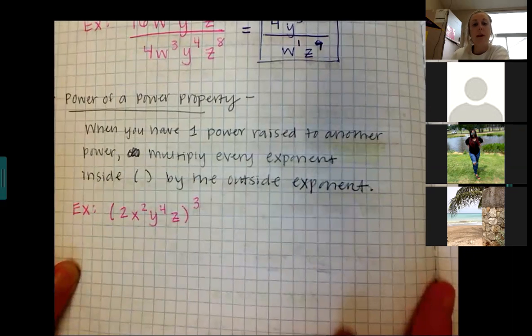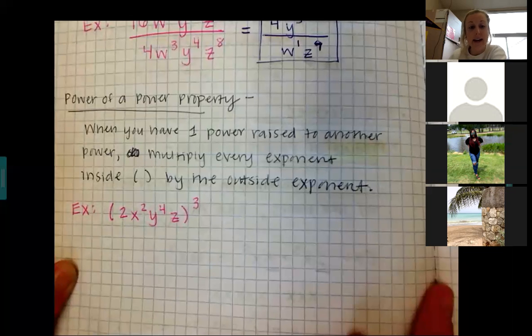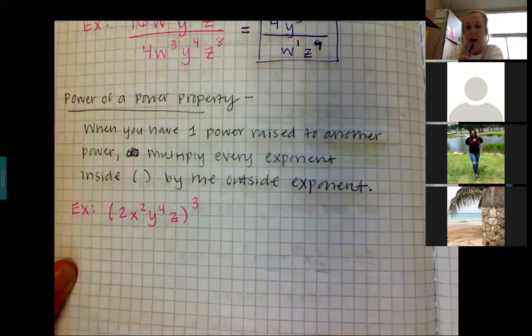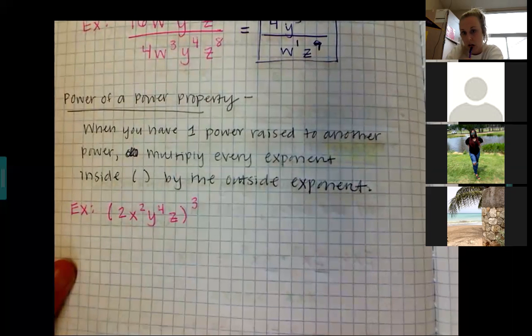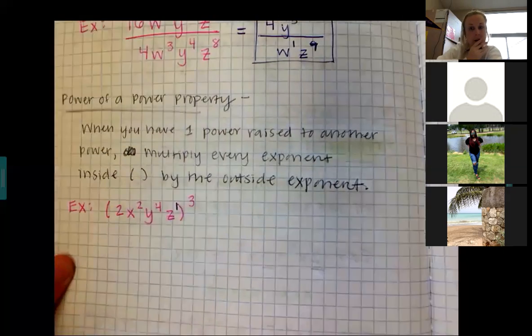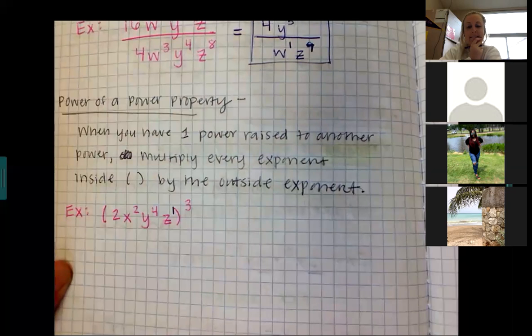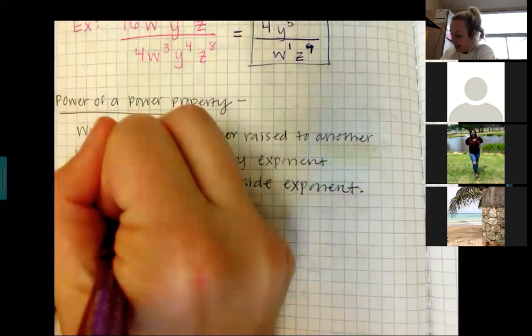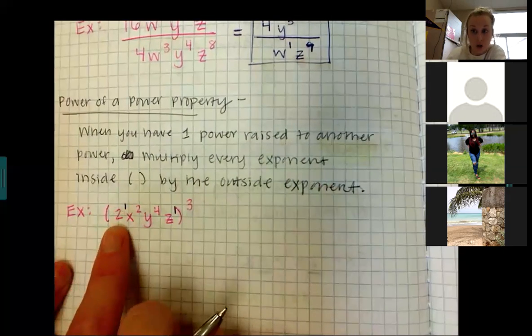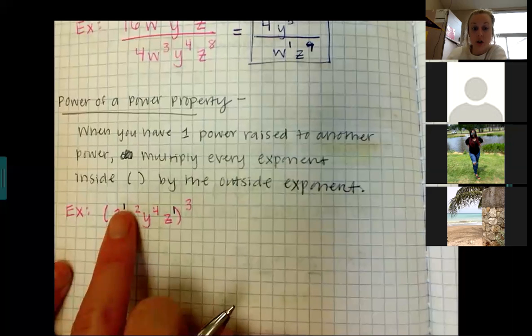All right, so one more time, when we have one power raised to another, we're going to distribute the outside exponent, which means we're going to multiply every exponent inside the parentheses by the outside one. So talk to me a little bit. What are my exponents that are inside of the parentheses? 2, 4, and 1. Good. Are there any others? Is there a 1 on the 2? Yes, there is. That's where y'all will mess up: you won't carry the 3 to the coefficient of 2. Remember that 2 has an understood 1 and so does the z.